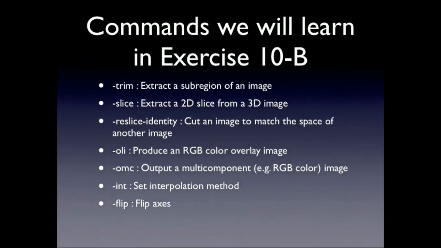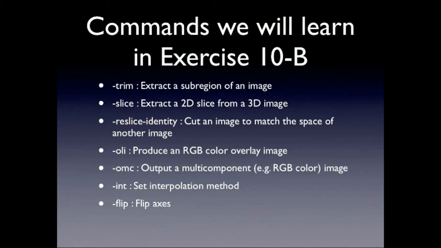Some of the commands we'll learn while doing this: trim, which will let us extract a subregion of an image. Slice, which will extract a 3D, whichever slice, because there are multiple slices, right? So you want to decide which slice you want to show for the paper. Reslice identity is basically, it'll cut an image to match the space of another image. OLI lets you produce an RGB color overlay image given a gray image and a segmentation.